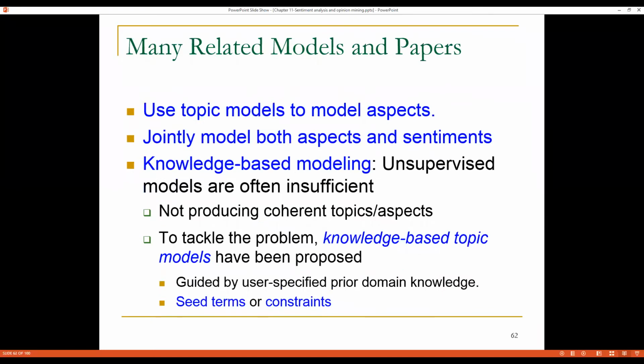Let's see, there are many other related models and papers. They use topic models to model aspects, and jointly model both aspects and sentiments. Unsupervised models are often insufficient because of this. Knowledge-based topic models have been proposed, guided by user-specified prior domain knowledge. They use must-link or cannot-link constraints.